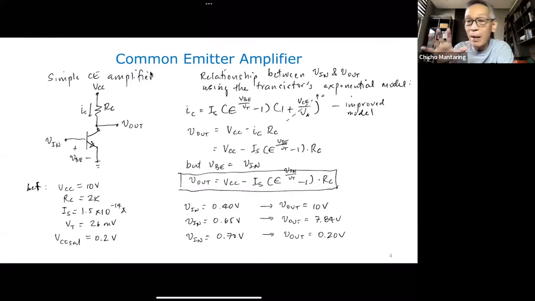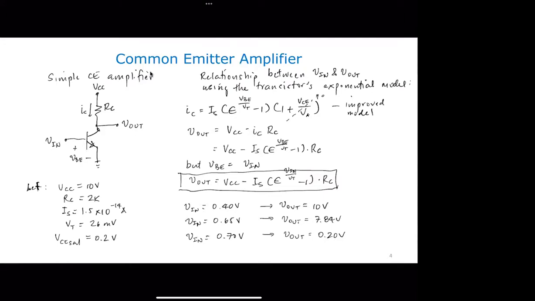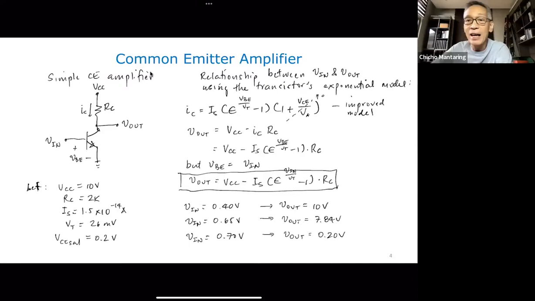V out goes down as V in goes up, but V out cannot go lower than a certain value. And what is that value? Sir, saturation of VCE, which is 0.2 volts. That's right, exactly. So V out cannot become less than VCE sat, which is about 0.2 volts for silicon. Meaning to say, at this voltage, my transistor is actually saturated. Like I said, for this particular example, maybe this is not a typical silicon, but it is already saturated at 0.7.